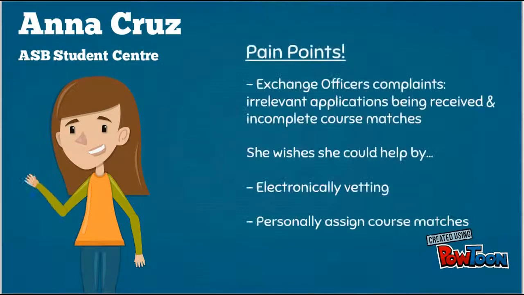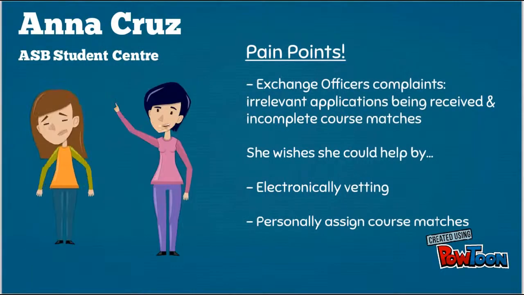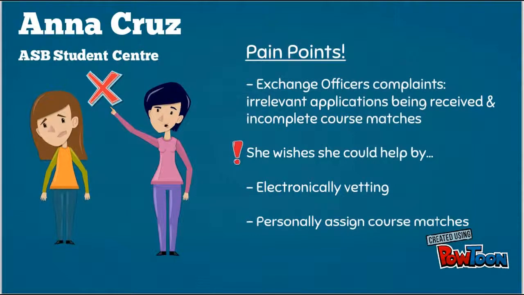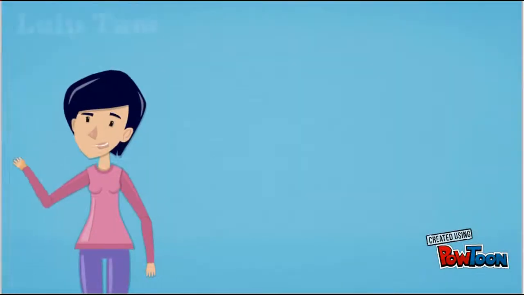Now secondly, meet Anna. Anna's at ASB Student Center. Her pain points include getting complaints from exchange officers about irrelevant applications. She wishes she could help by electronically vetting them and also personally assigning these matches.